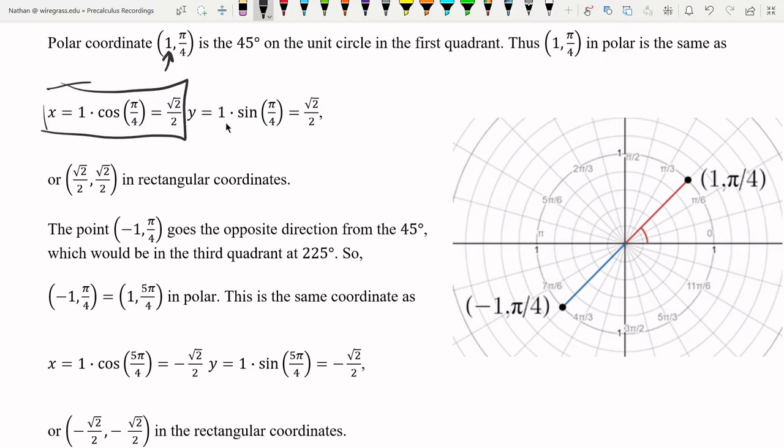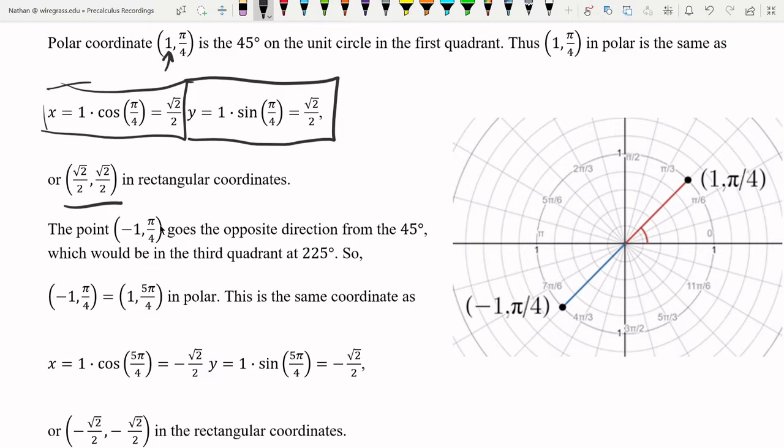And the y coordinate, very similar. y equals r times sine theta. Sine of pi over 4 gives us root 2 over 2 times 1, just root 2 over 2. So 1, pi over 4 is the same as root 2 over 2, root 2 over 2 in rectangular or Cartesian coordinates, the normal coordinates you're used to working in.